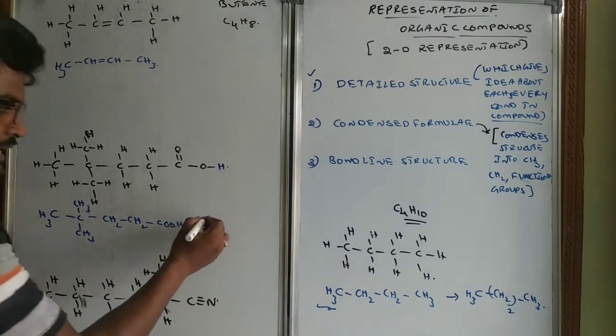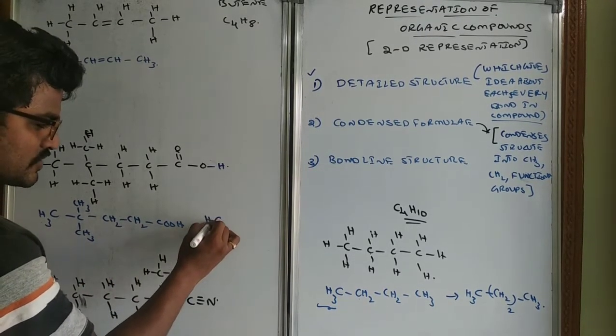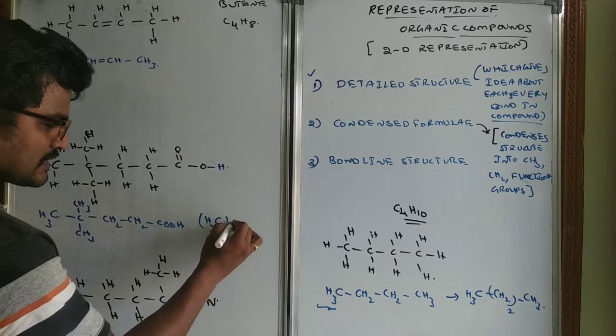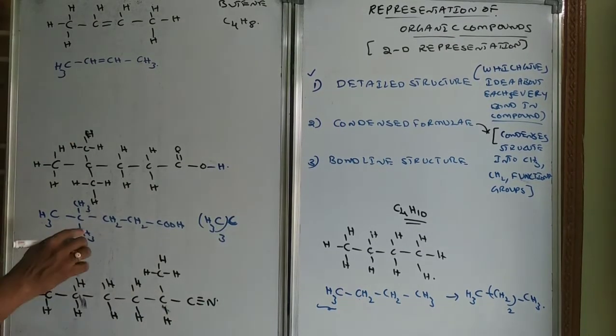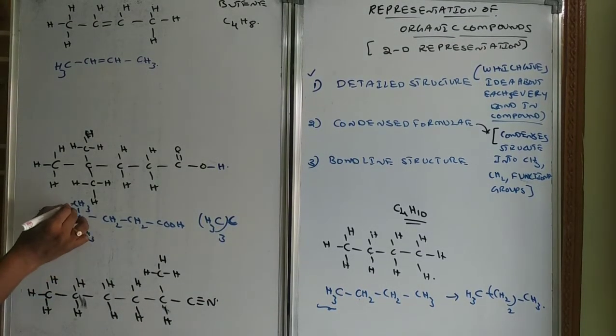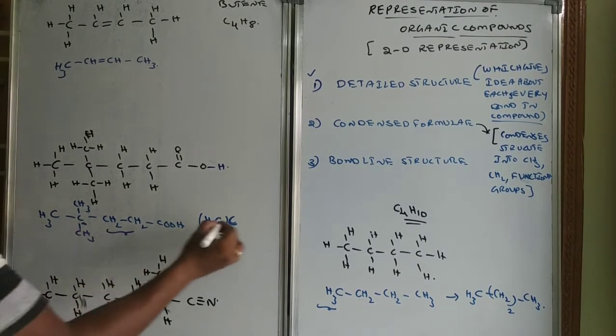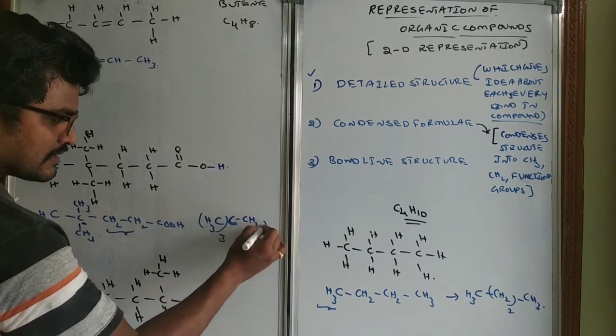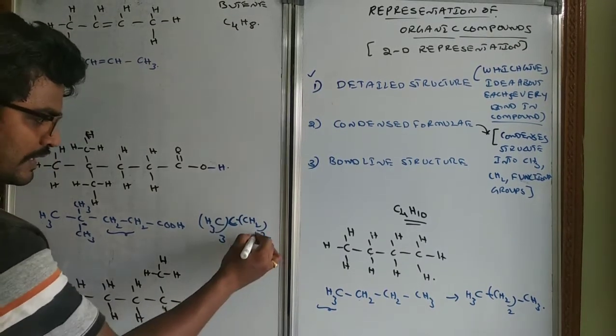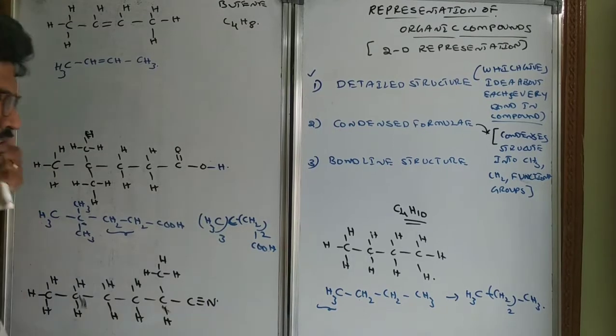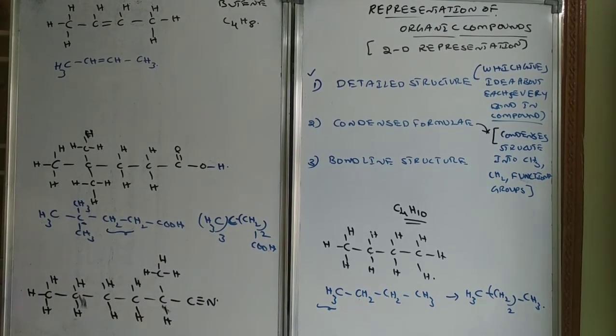You can further condense it as (CH3) thrice C. Why CH3 thrice C? Because this carbon is having 3 methyl groups, so that's why CH3 thrice, CH2 twice, COOH. Like this we can represent.